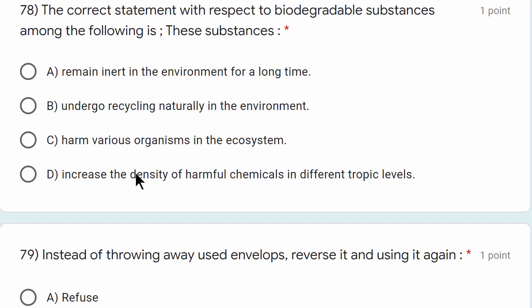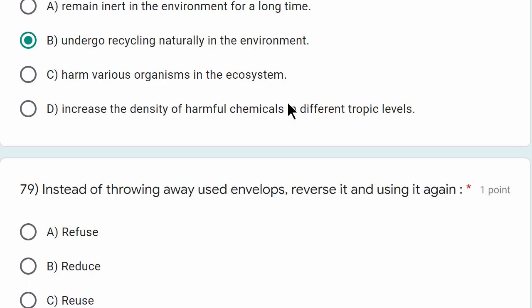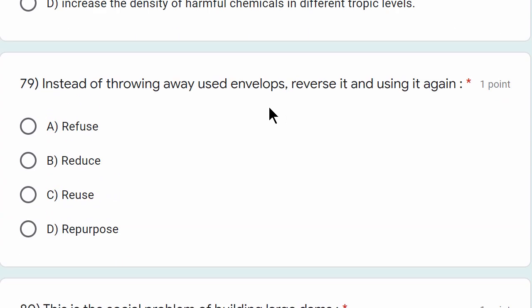Now, 78th statement is what is correct with respect to biodegradable substances. Now, biodegradable means it degrades in bio. So it is a bio, but it is degradable. So which means it undergoes recycling naturally in the environment. 79th question, instead of throwing away used envelopes, if you reverse it and use, what is it? It is basically reuse, because you're reusing the envelope.